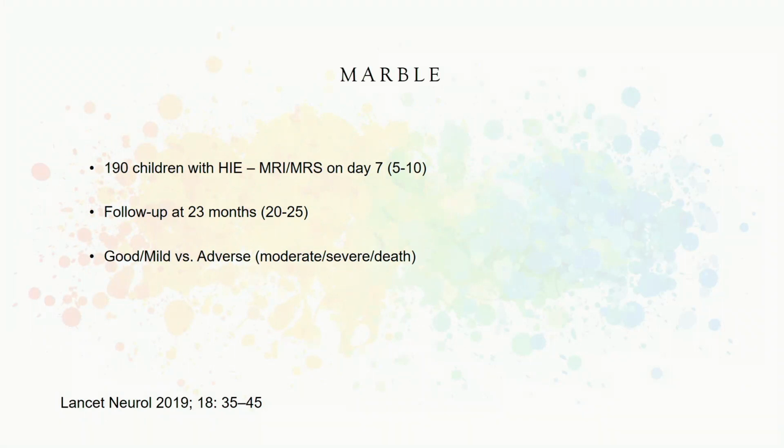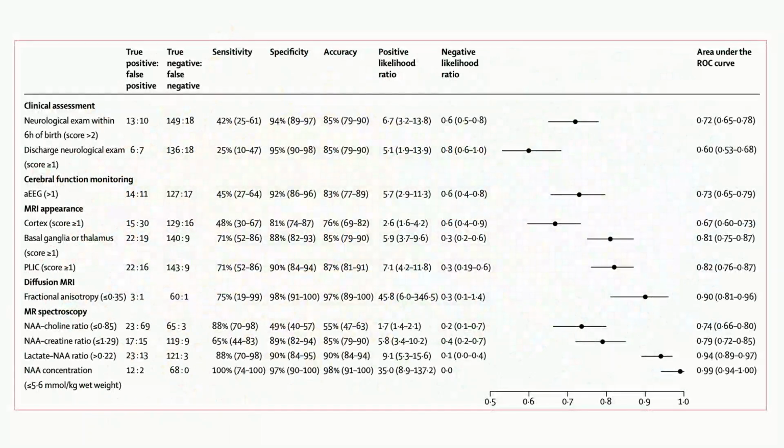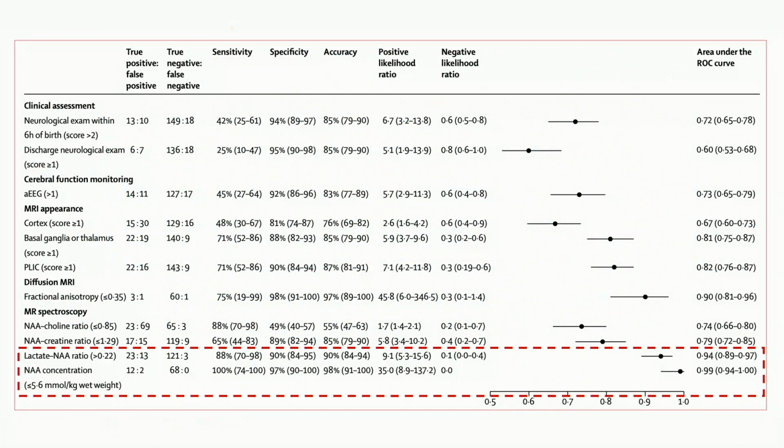The MARBLE consortium looked at 190 children. MRI was done on average at day 7, and there was behavioral testing at 23 months, and they were looking at how well MRI could predict a good versus adverse outcome. Lots of different outcomes, a busy slide. I'm just going to ask you to focus on what's in the red square, which is that the best area under the curve, the best sensitivity and specificity, was for magnetic resonance spectroscopy of lactate NAA ratio, and also just looking at the NAA concentration.